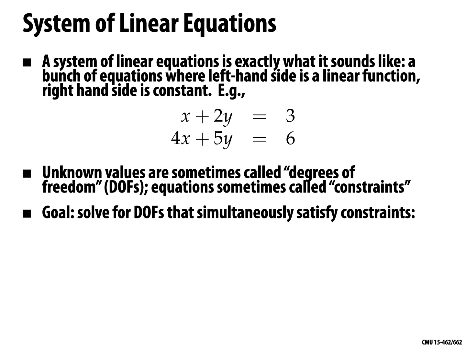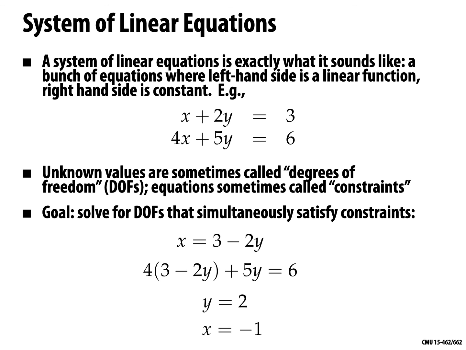Well, how do I do that? In this case, it's not so hard. How do I solve the first equation? I could solve it for x, or I could solve it for y. Let's go ahead and solve it for x, and I get x is equal to 3 minus 2y. Then I take this solution for x and plug it into the second equation, and now I can solve for y, right? Because I know everything in the equation except for y, and I get y is equal to 2. Now that I know y, I can plug that back into my expression for x, and I get x is 3 minus 2 times 2, which is minus 1.